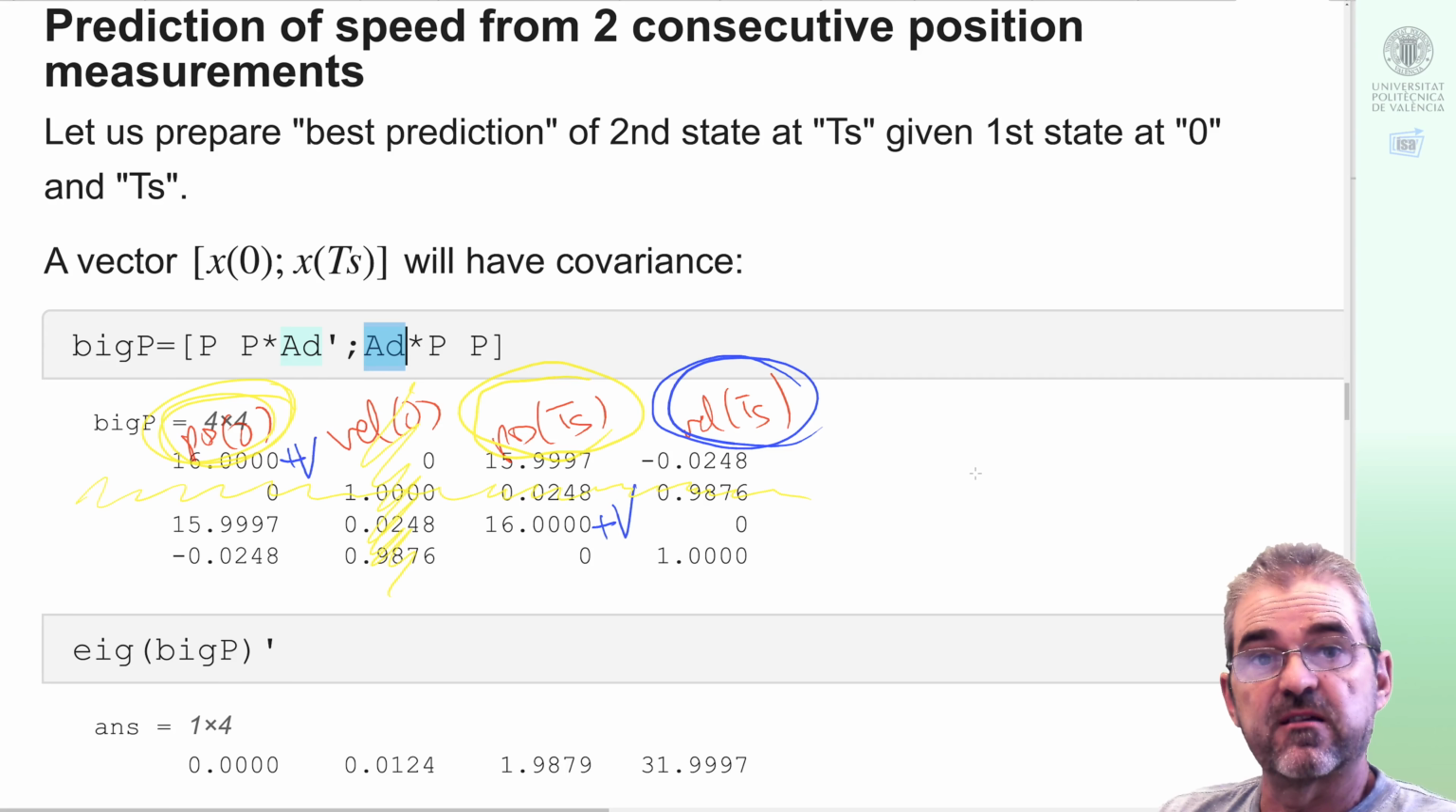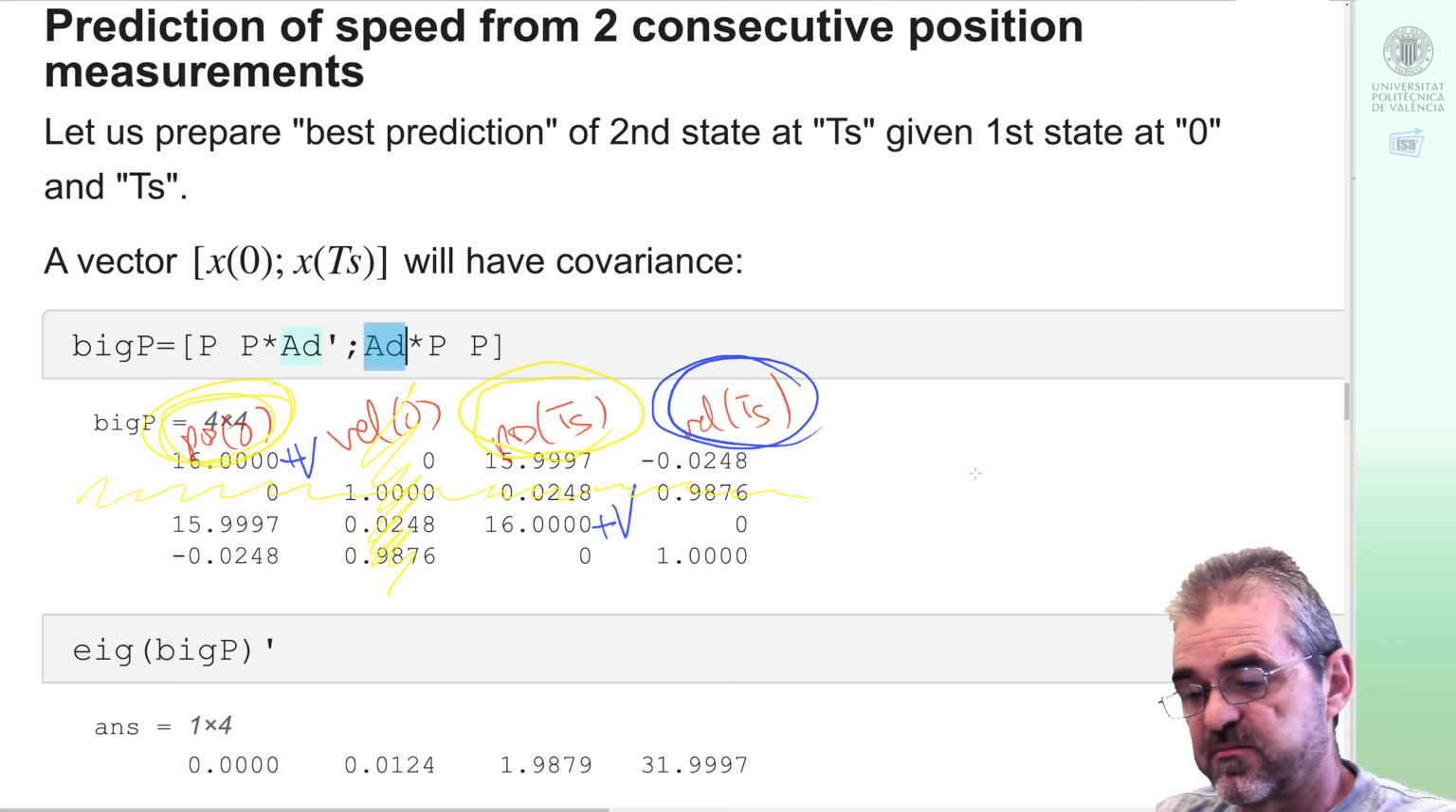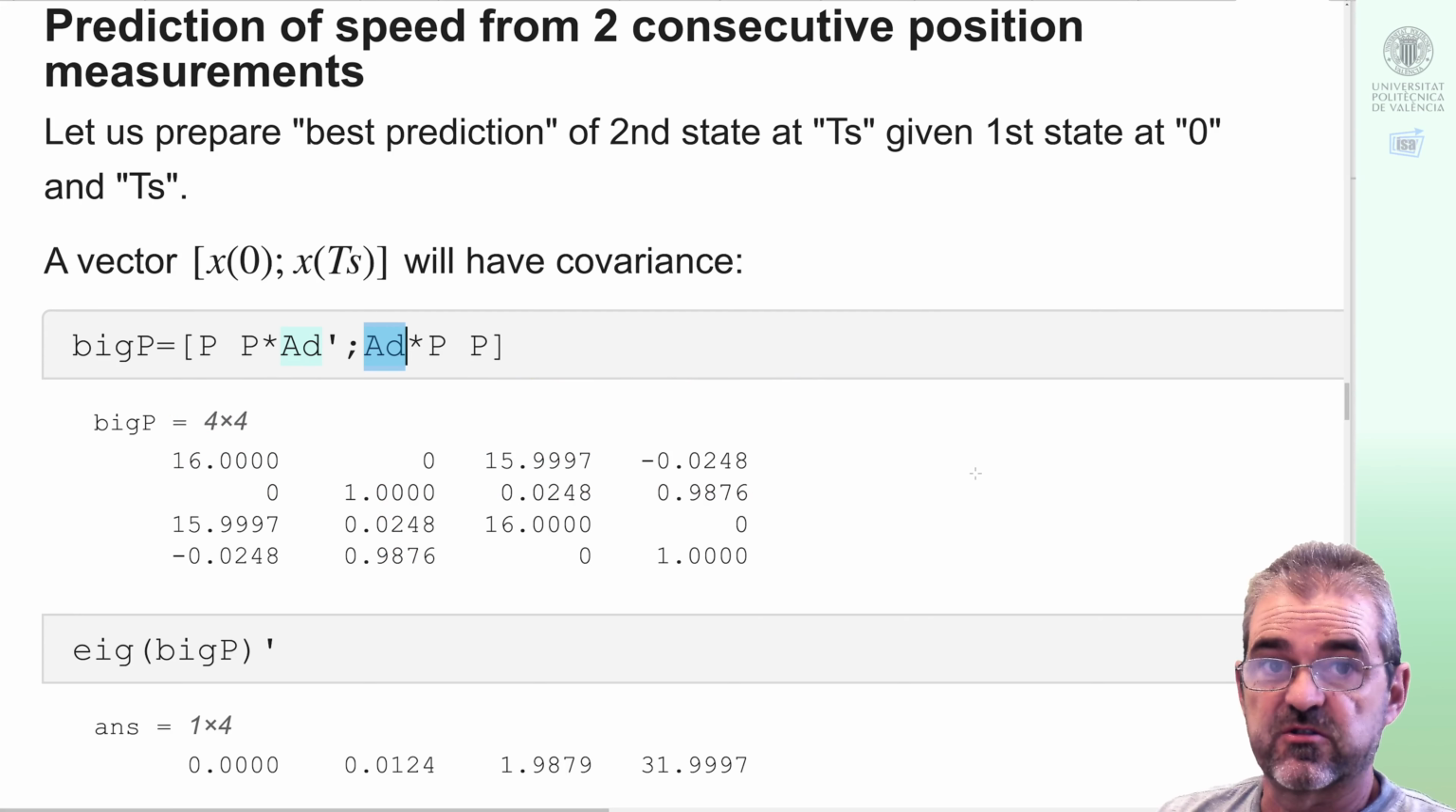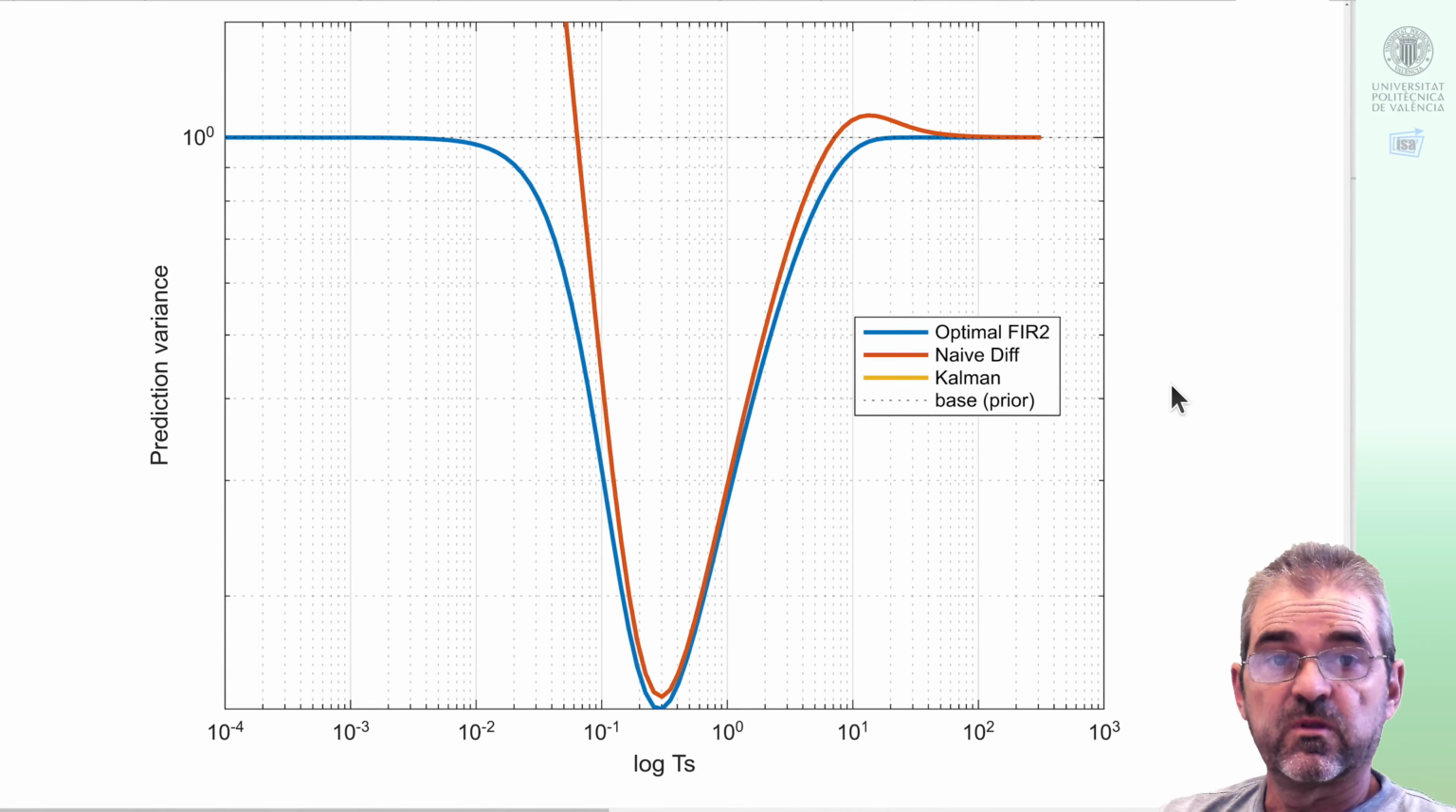Then, applying some formula from Wikipedia, we discussed in previous videos how to compute the optimal estimator, and then, as AD depends on the sampling period, we plotted the accuracy of the finite difference estimator in red, which is rubbish for small sampling periods, versus the accuracy of the optimal velocity estimator with two position samples, which is the blue one, which is of course always better.